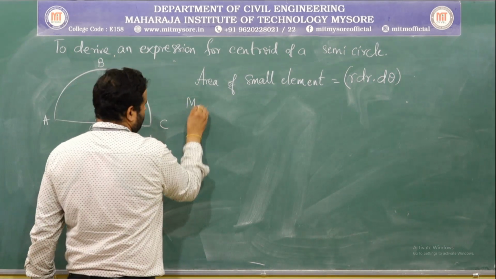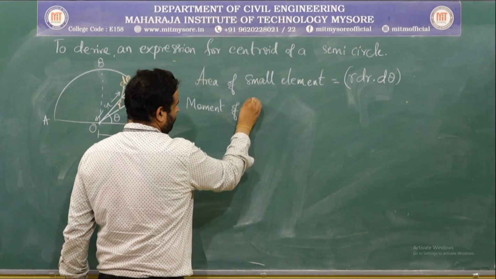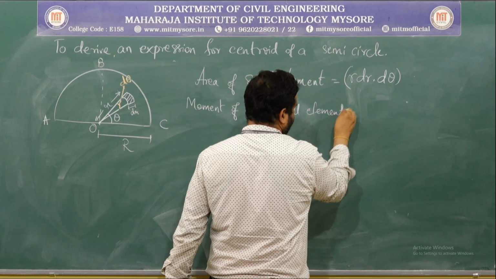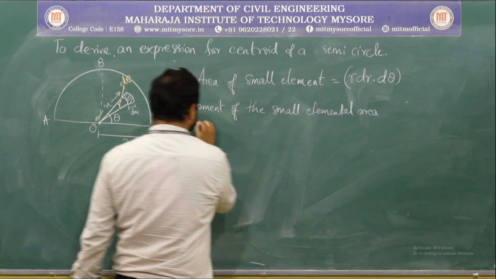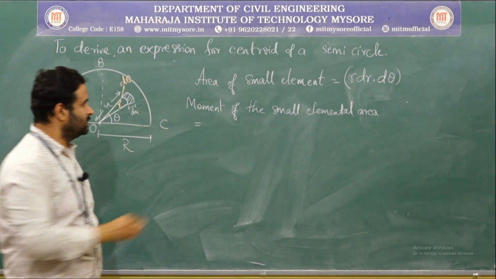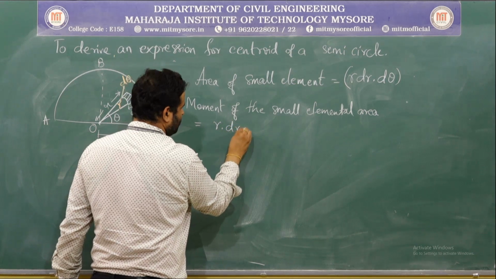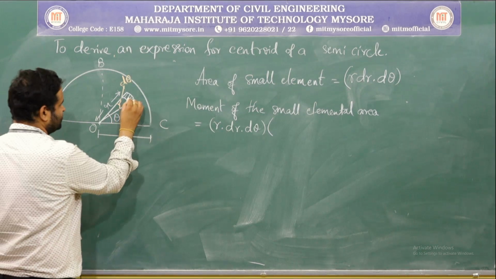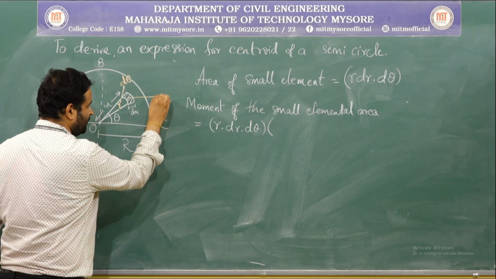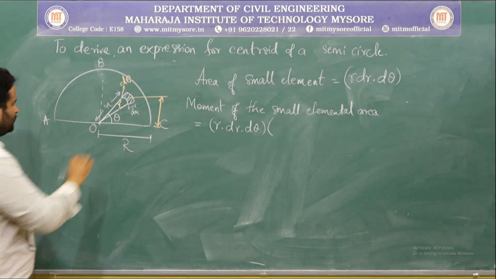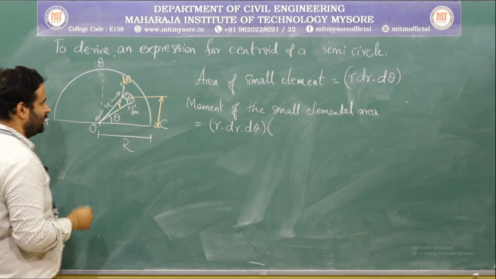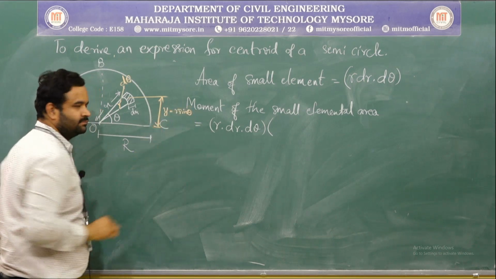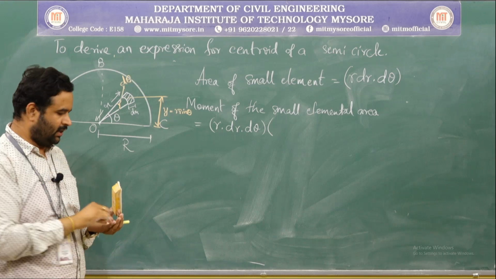Now, the moment of the small elemental area is given by area into its perpendicular distance, that is nothing but r dr d theta into, what about its perpendicular distance with respect to the base? So this is its perpendicular distance. If this is theta, calculate its y component. It is nothing but y equals r sin theta. That is our vertical height.